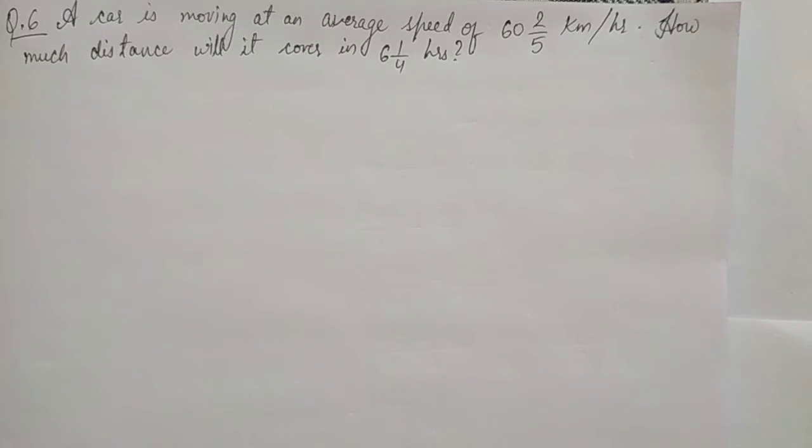Exercise 1G, question number 6. A car is moving at an average speed of 62/5 km per hour. How much distance will it cover in 6 1/4 hours? So the distance covered by the car in 1 hour is given to us, that is 62/5 km, and we have to find out how much distance it will cover in 6 1/4 hours. So the value of 1, that is the distance covered by the car in 1 hour, is given, and we have to find out the value of many. So for that we will multiply.